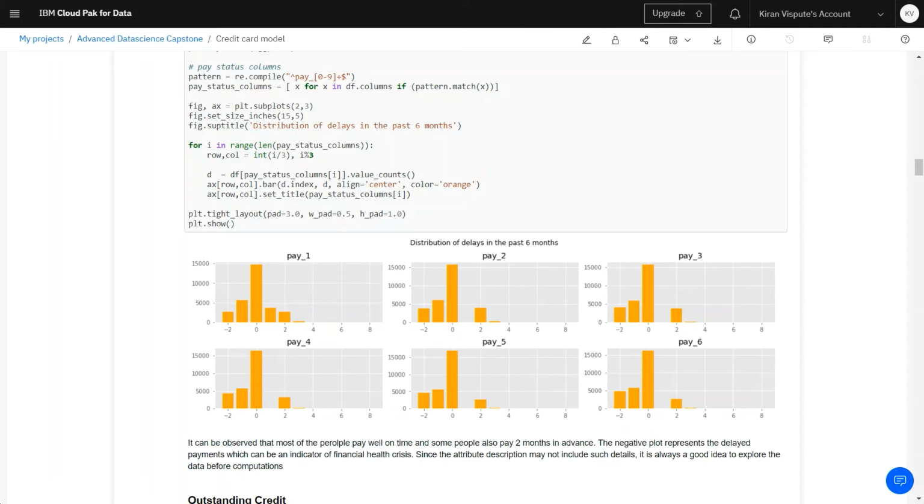If we plot the distribution of delays for the past 6 months, we notice that some of the customers have already paid 2 months in advance. When the credit card payment was due, they have paid 2 months in advance. And most of the customers have paid the credit card bills on time. So here you can see the payment distribution is spread over the horizon of 6 months, and most of the customers have paid right on time.